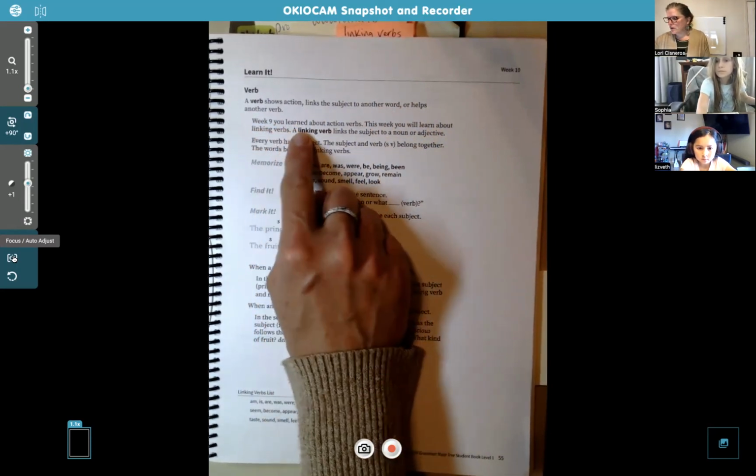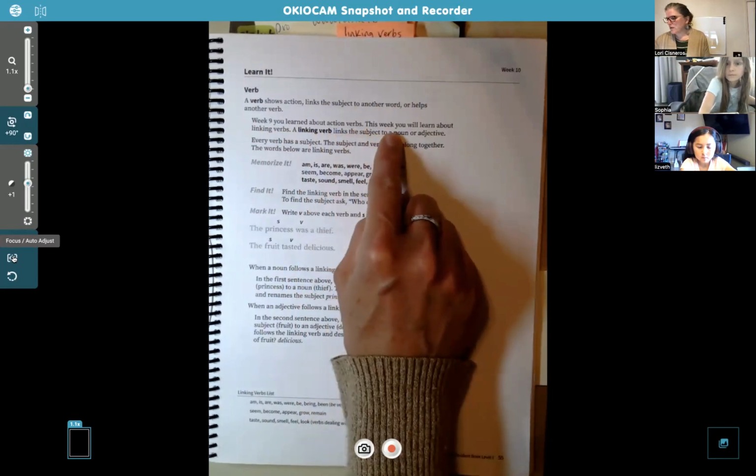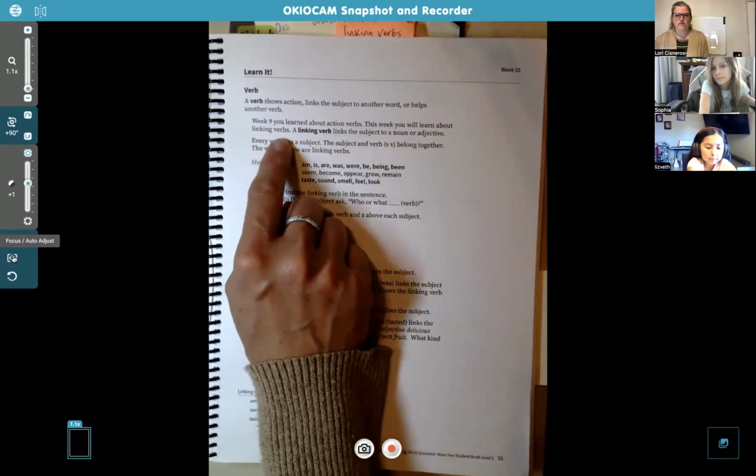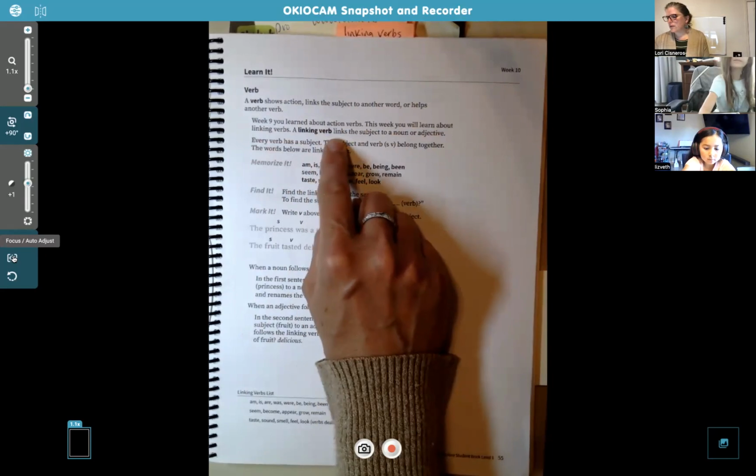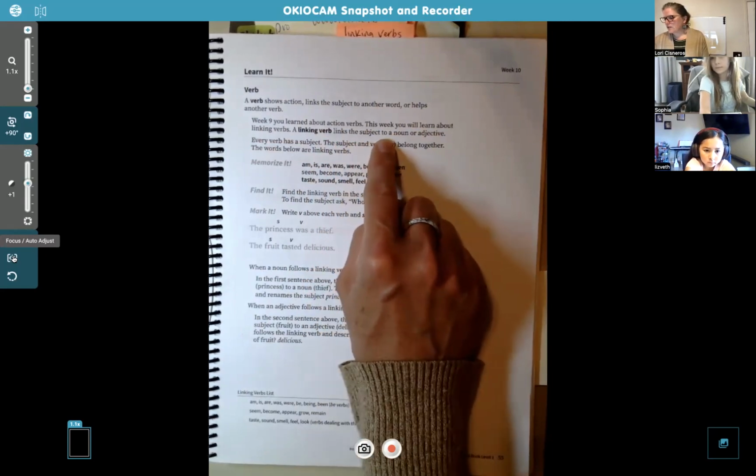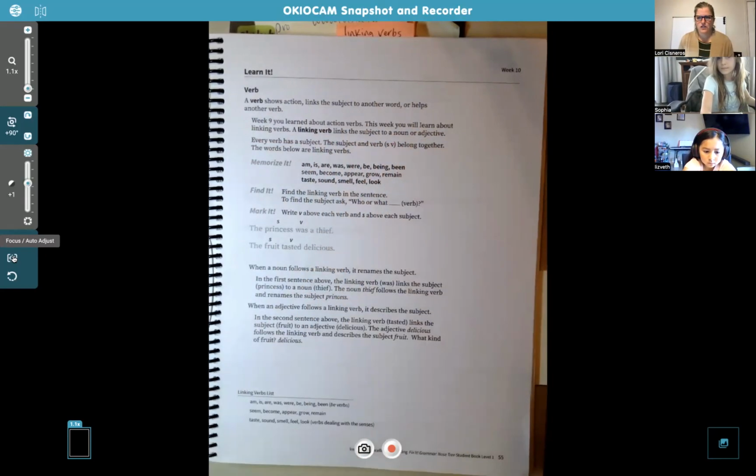In week 9, you learned about action verbs. This week, you will learn about linking verbs. A linking verb links the subject to a noun or adjective. Okay, if you think of a chain and the little parts that connect together, those are like the links, right? They go together and there's a lot of links. So it's like that for words too. It kind of connects the words together using another word.